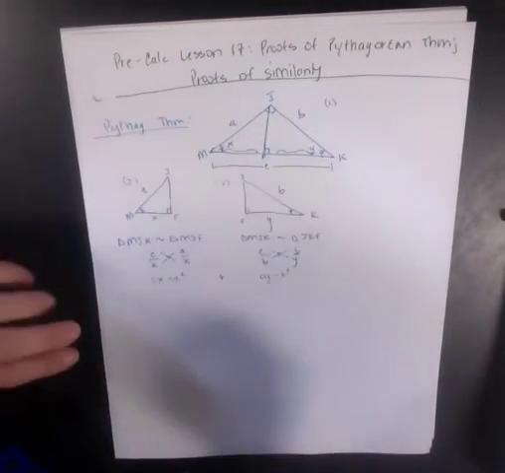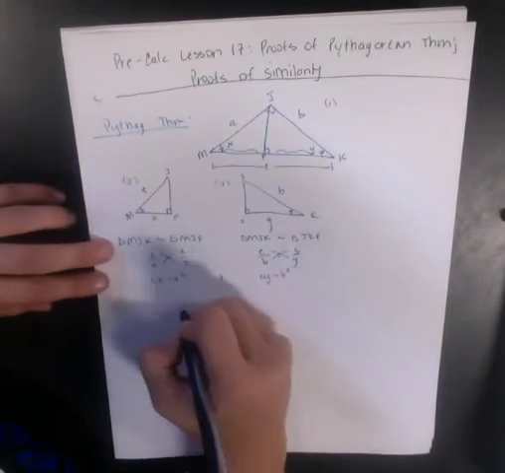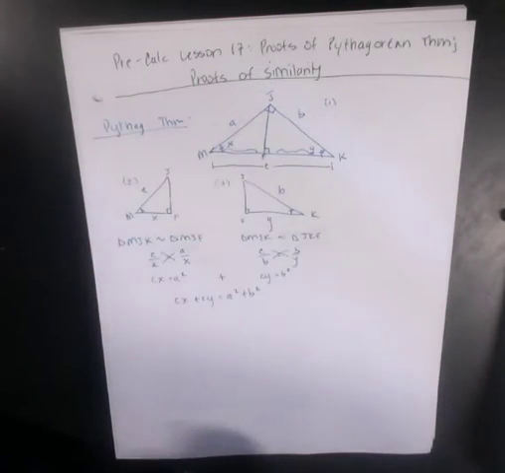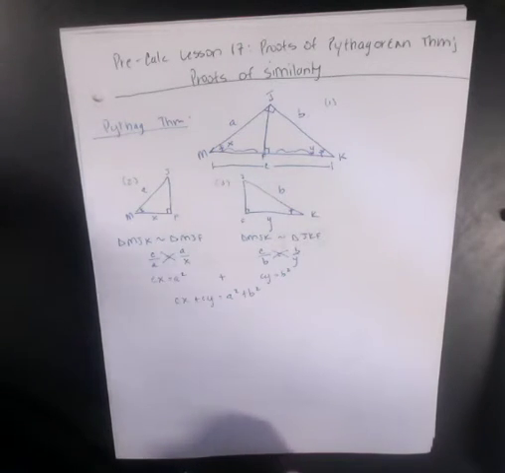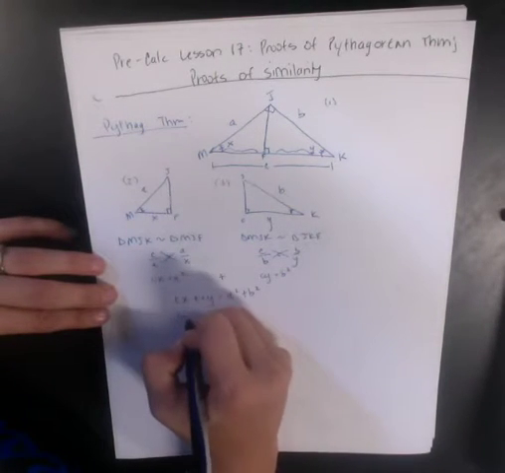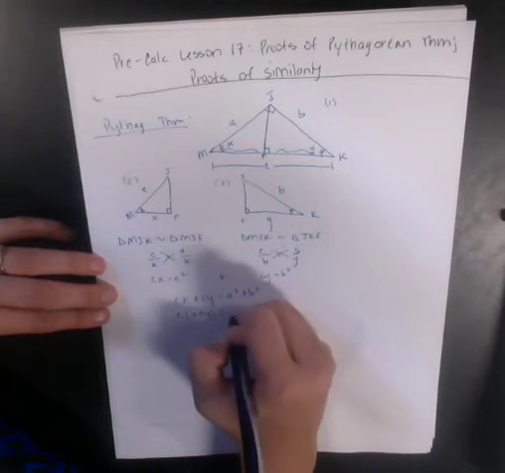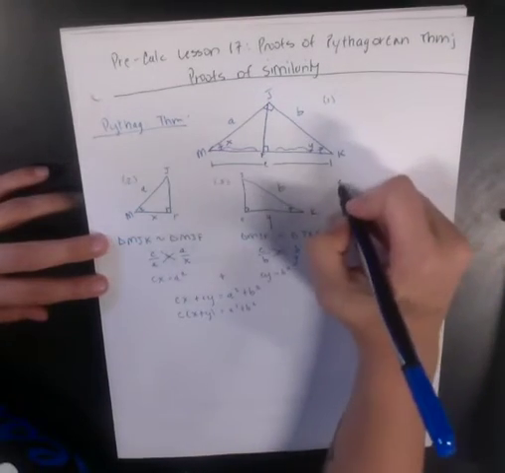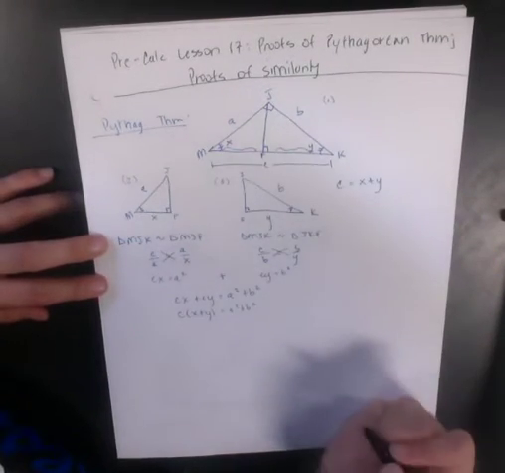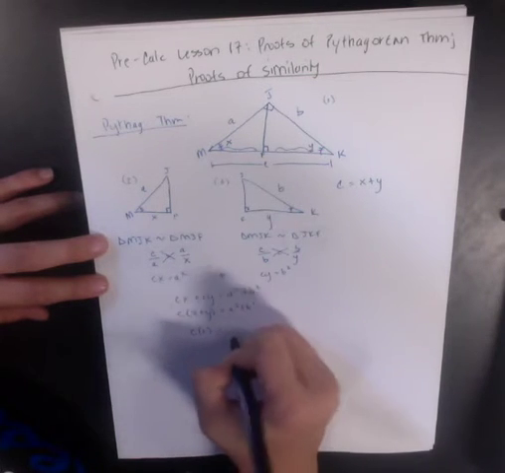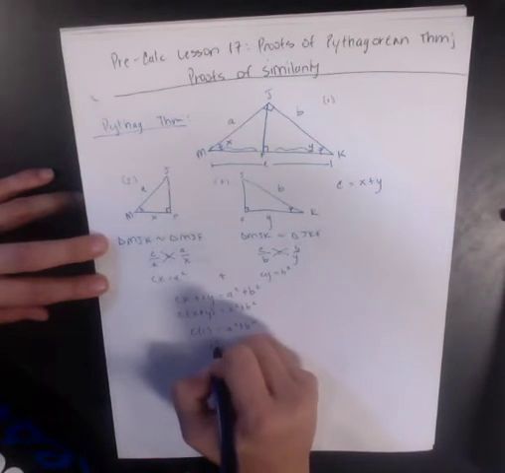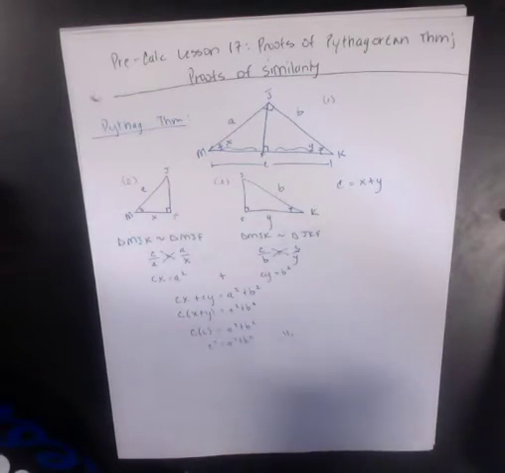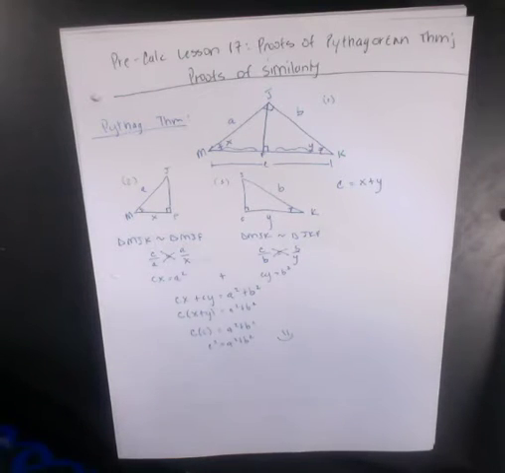Now what if I added these together? So I get CX plus CY equals A squared plus B squared. That's one of Euclid's postulates that we can do that. Okay, and I'm going to factor out a C from here. So I have C times (X plus Y) equals A squared plus B squared. And if I look up here, I know that C equals X plus Y. So this really is C times C equals A squared plus B squared. C squared is A squared plus B squared. Woohoo!